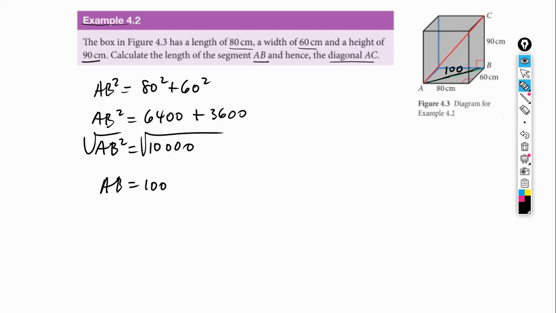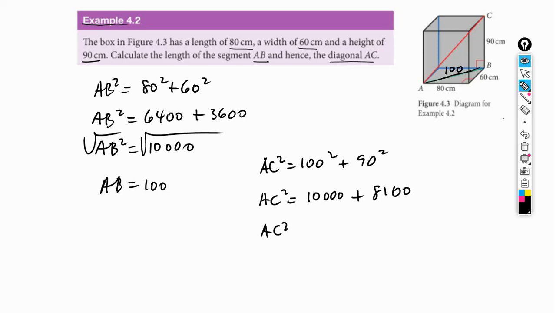So that means that AC squared is going to be 100 squared plus 90 squared. That is AC squared is equal to 10,000 plus 8,100. And then AC squared is going to be 18,100. Square root both sides. So that means that AC is approximately 135 centimeters.